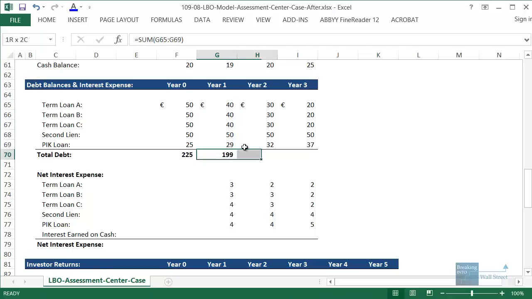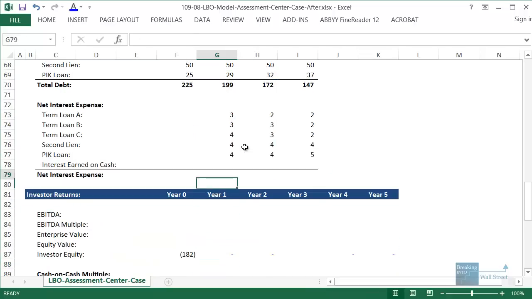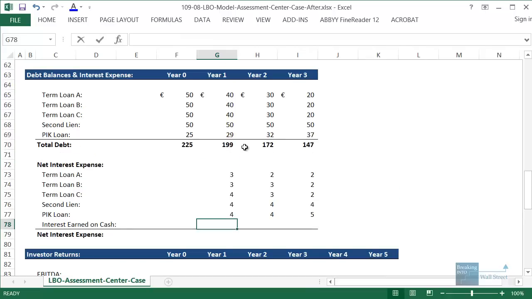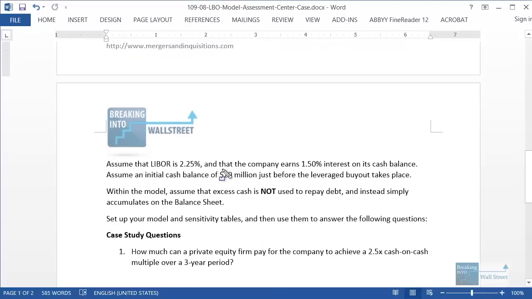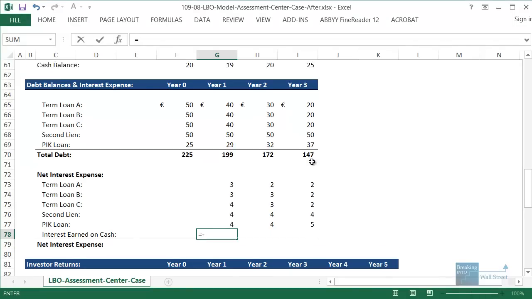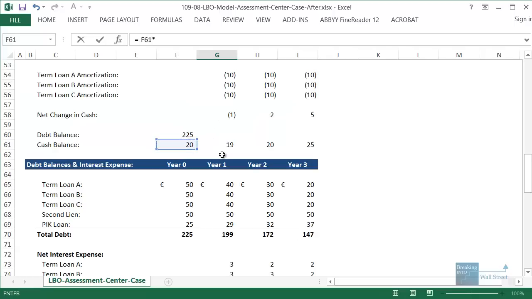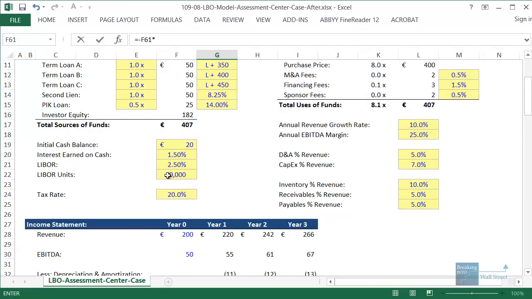Let's add up the total debt balances now as well. And then the last thing to do here is to factor in the interest earned on cash. Because remember, in the case study, they told us directly that the company earns 1.5% interest on its cash balance. So we'll take our cash balance here and then multiply by our interest earned on cash of 1.5%.